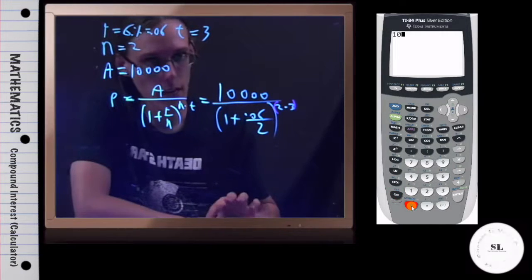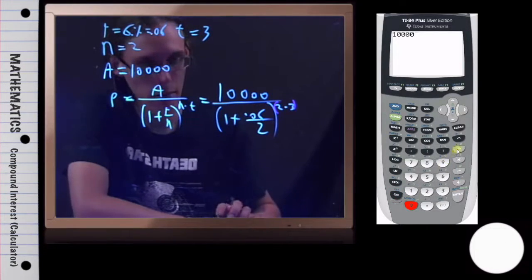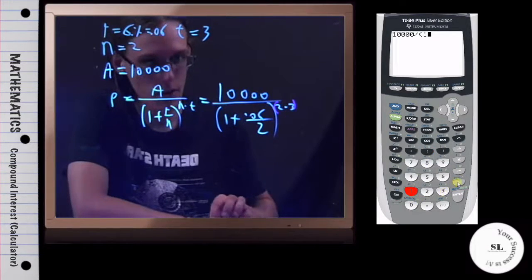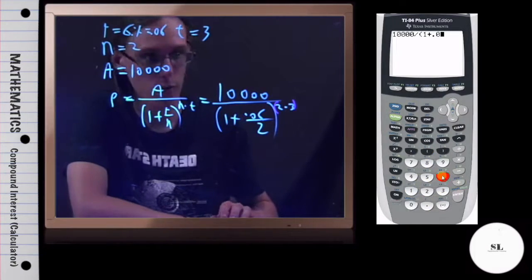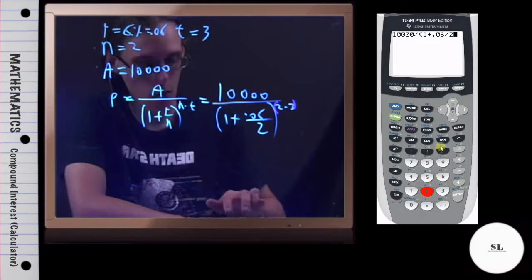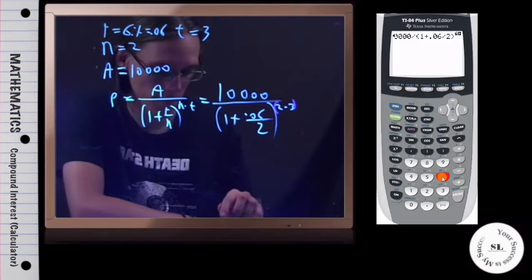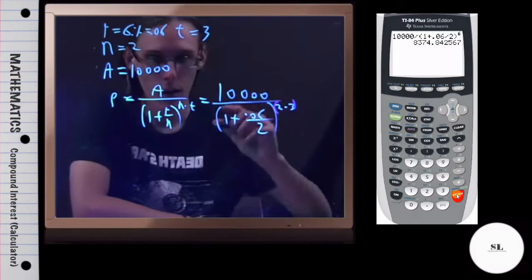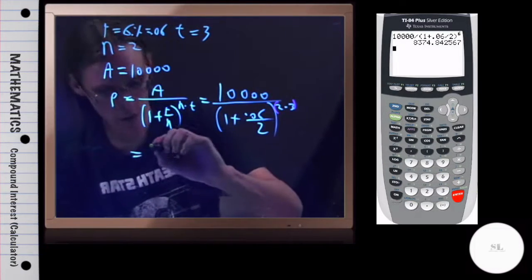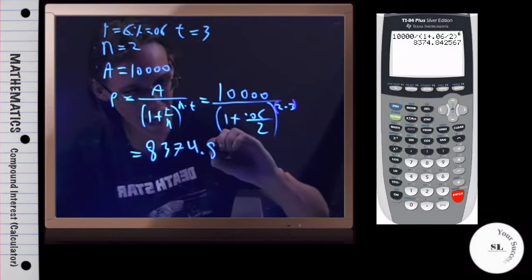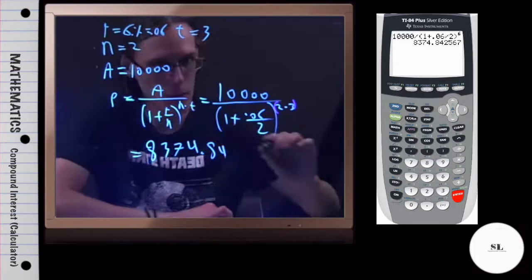We're going to do 10,000 divided by, parentheses, 1 plus 0.06 divided by 2. Close these parentheses and raise it to the 6th. Hit enter. And what the calculator is giving me is 8,374.84, and more numbers.